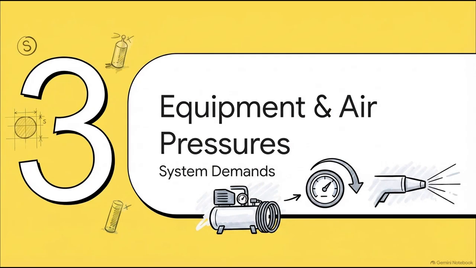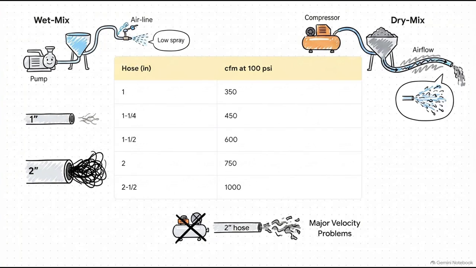Okay, Section 3, Equipment and Air Pressures. Let's look at system demands. You really have to remember that wet mix and dry mix systems operate completely differently. In wet mix, the pump is doing the heavy lifting to move the concrete, so you mostly just need air at the nozzle to shape the spray, usually around 200 to 400 cubic feet per minute.